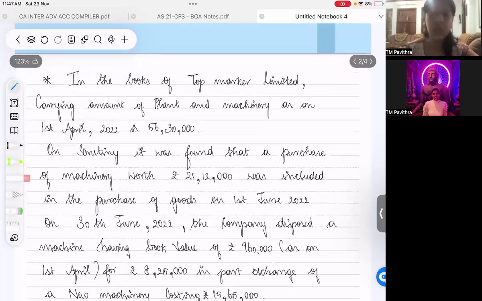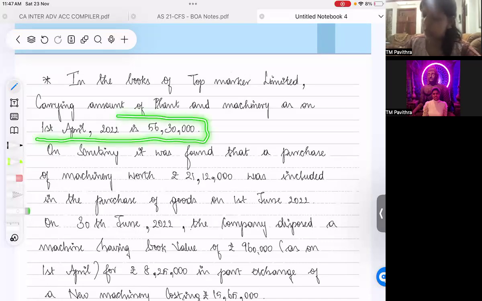Greetings, everyone. Today we will be solving a question from AS10, which is property, plant, and equipment. In the books of Top Market Limited, the carrying amount of plant and machinery as on 1st April 2022 is 56,30,000. So we are given our opening amount.